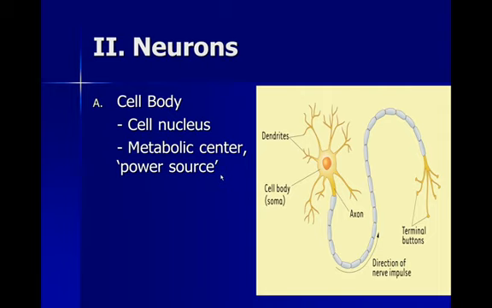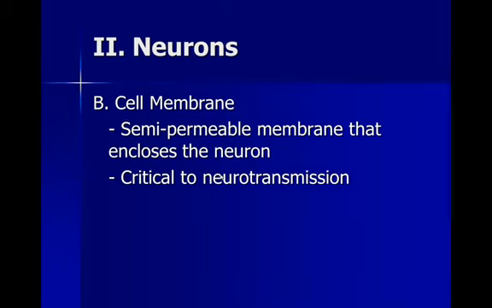It's providing energy for the cell and replacing various substances throughout the neuron. We're going to talk a little bit about the cell nucleus and how it might be involved in creating some of the neurotransmitters we're going to talk about.